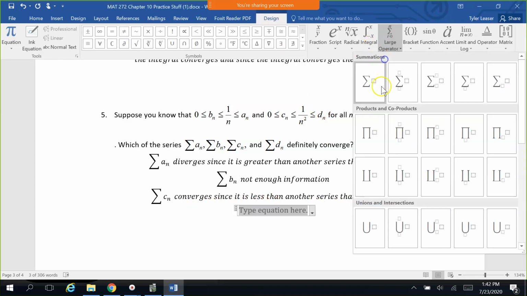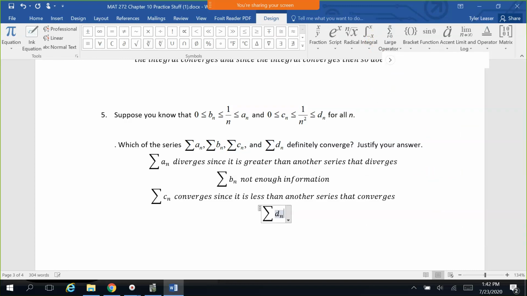Alright, and then the series D sub n, just not enough information again. So D sub n is always bigger than 1 over n squared, something that converges, but just because you're bigger than something that converges doesn't really tell us whether it converges or diverges. Okay, so that's just using some comparison test stuff.